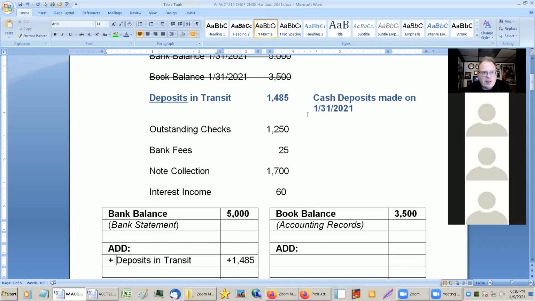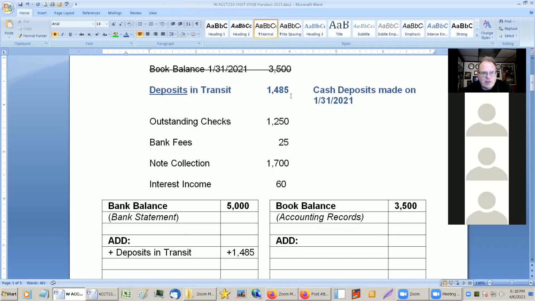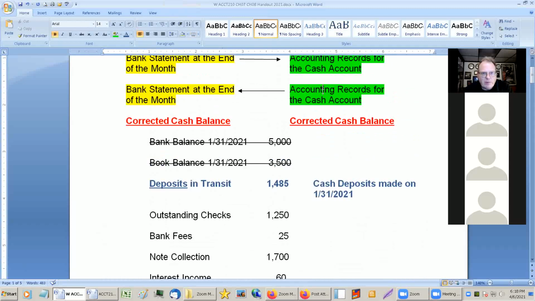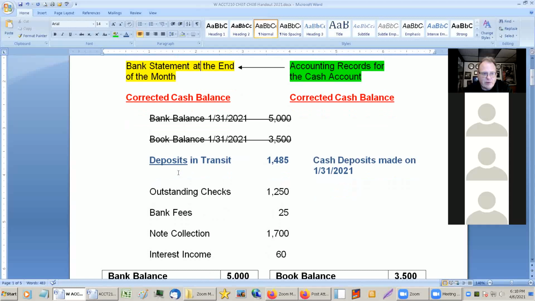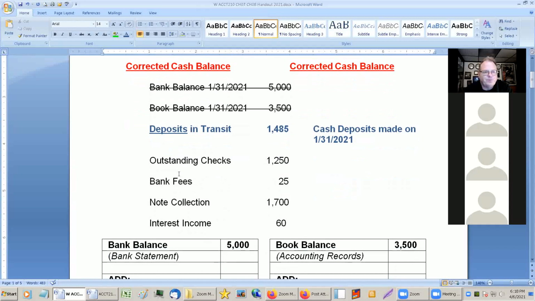Okay, question on that? So the book side, we knew that we made those deposits. The bank just doesn't know. So the bank is the side we have to correct. Okay, let's do checks.